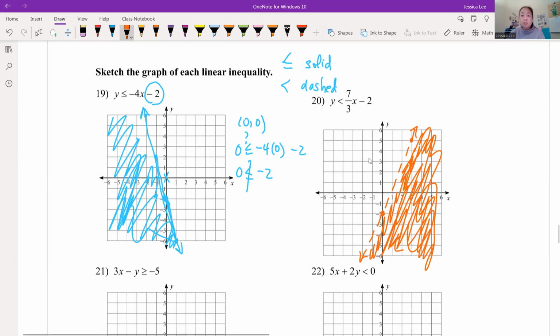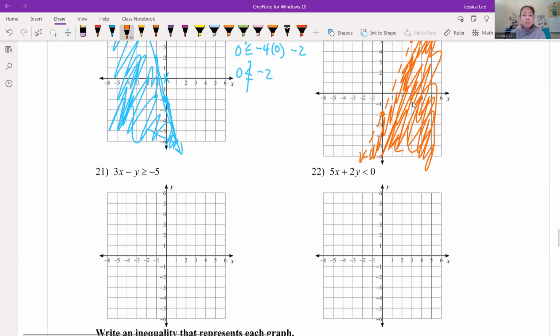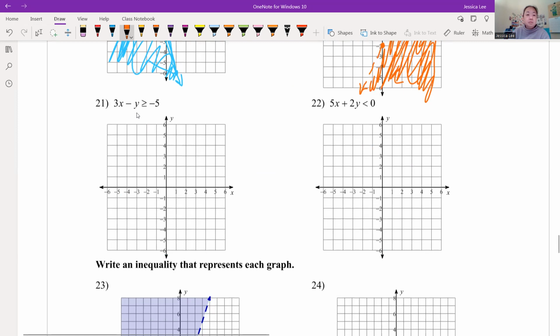Okay, so here we go. We're gonna do the same thing, but now we have standard form, right? So I am going to change this to slope-intercept form, just for you. If we were doing it by intercepts, it's not gonna be pretty. There's -5 divided by 3. Does not go evenly. So I'm going to just change it to slope-intercept form.